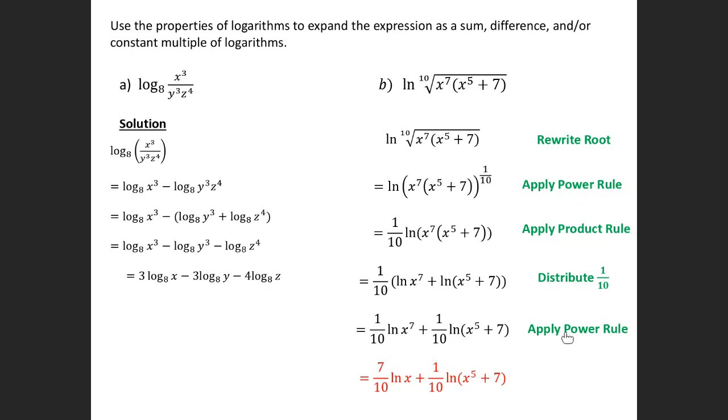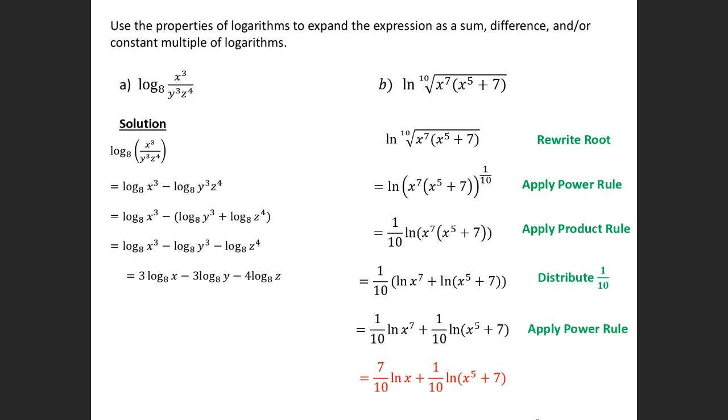And I just entered extra information, but here in red is your final answer, right? We need to apply the power rule. So the 7 is going to come to the front. So 7 times 1 is 7/10. And then this 1/10 remains the same. And so this is your final answer.